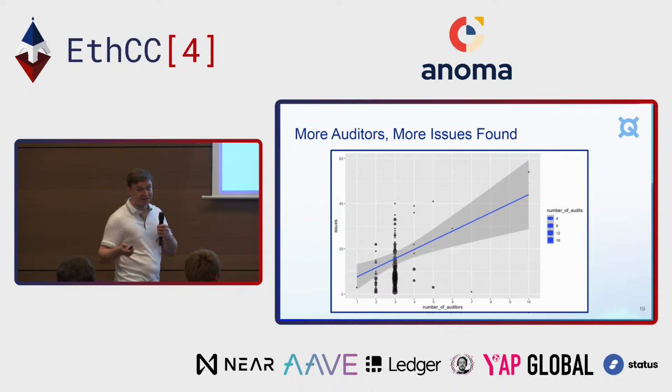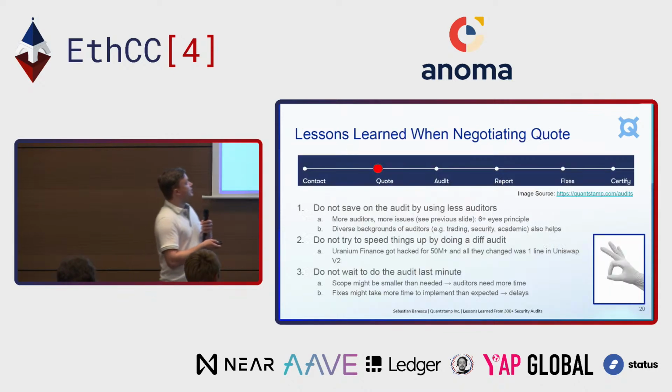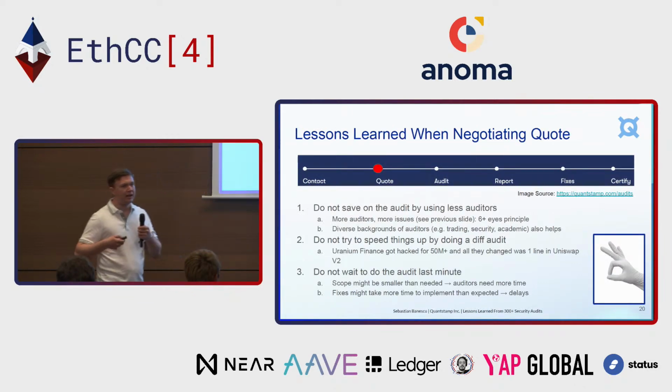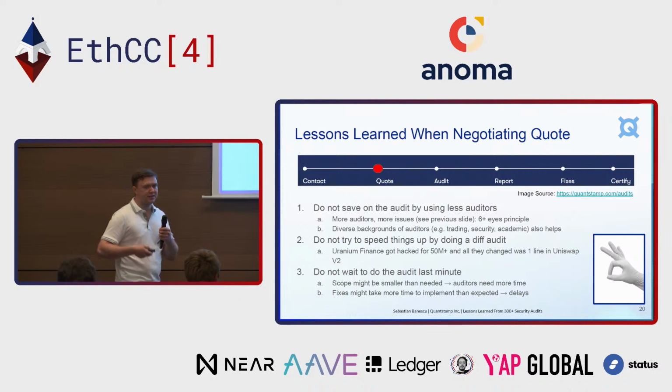They probably use defense in depth. I heard it's good. So in addition to that, what can you do? You shouldn't try to save by having fewer auditors, because that's just going to mean that you find fewer things.